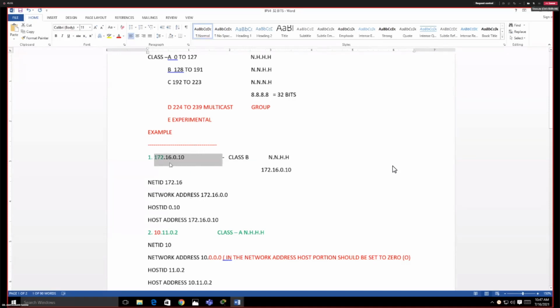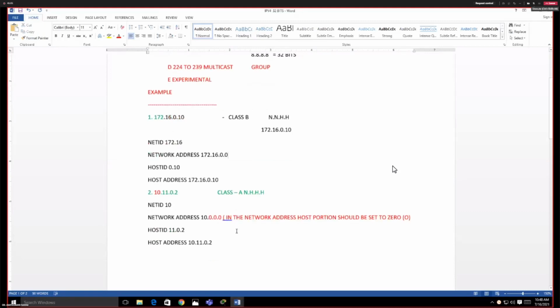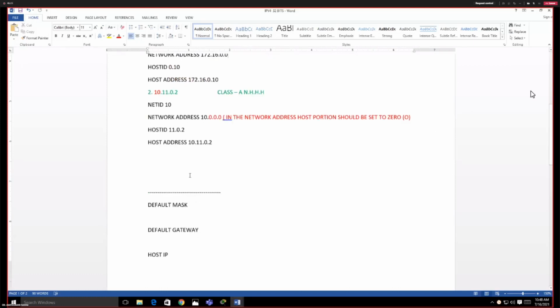172.16.0.10. So the last 2 bytes are the host bytes, and we have set them to 0. That's why we are getting 172.16.0.0 as the network address. So if you have any question, any query in example 1 and example 2, then you can ask me. Do you have any question? Please feel free to ask me if you have. Are these 2 examples clear? Yes, sir. Okay.